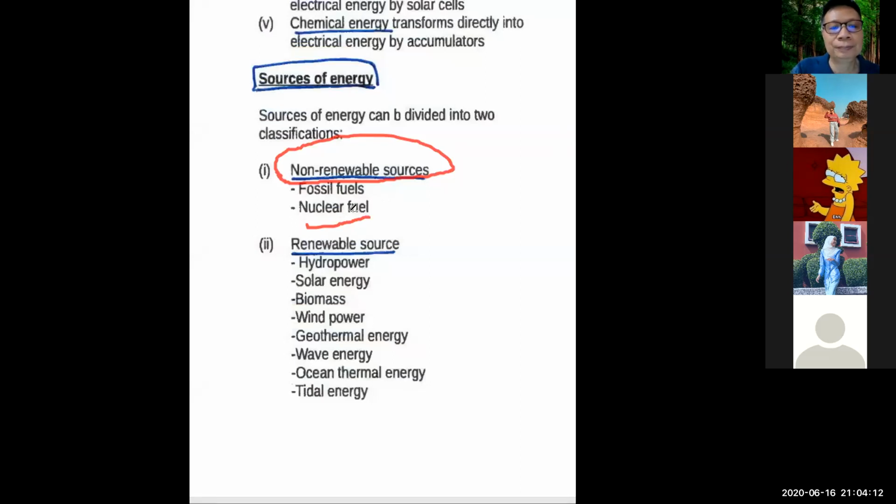Okay, in your chapter 5, you will learn nuclear energy, okay?